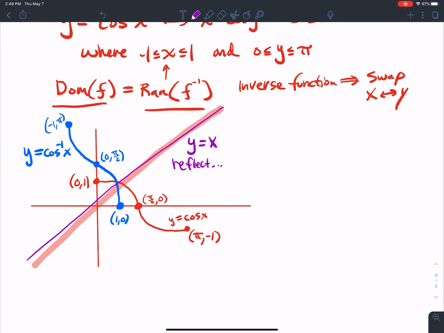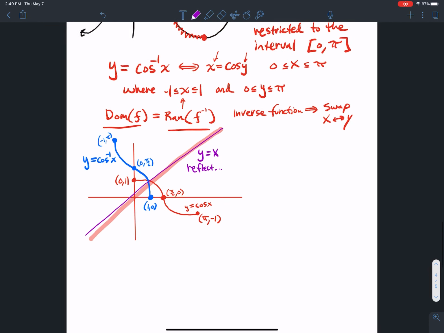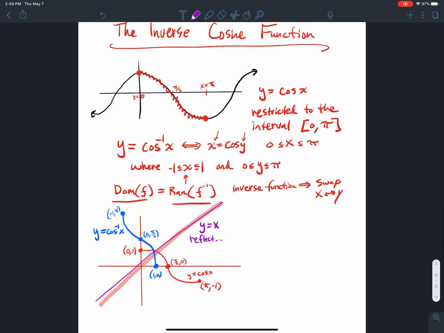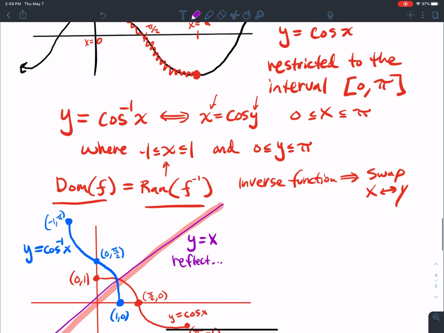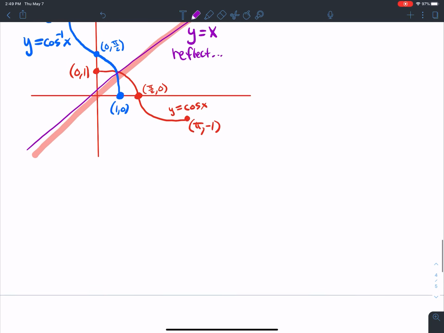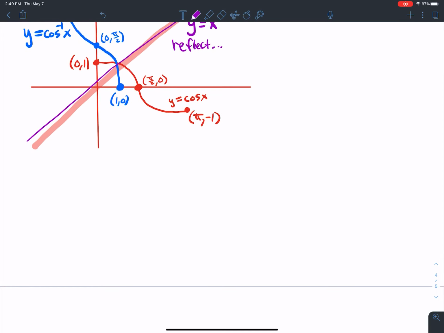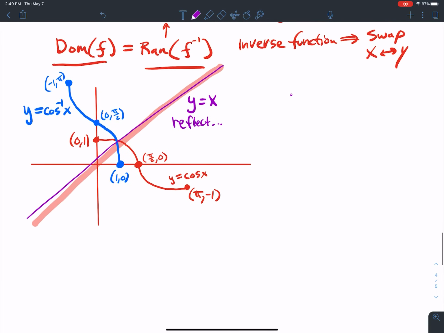All right, so hopefully that will help you out as we start to transition into finding exact values for arc cosine. One thing that we could do is just write out a couple of the values. It wouldn't hurt to do that. So, a table. Now, what do we know?